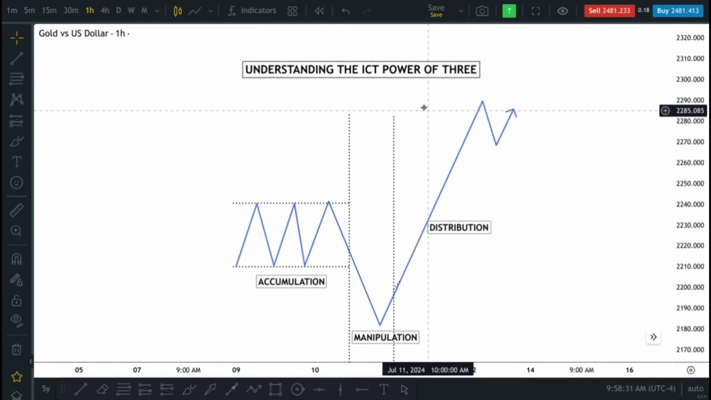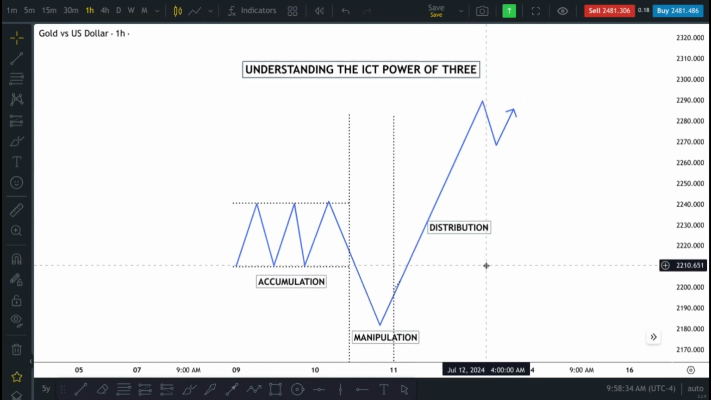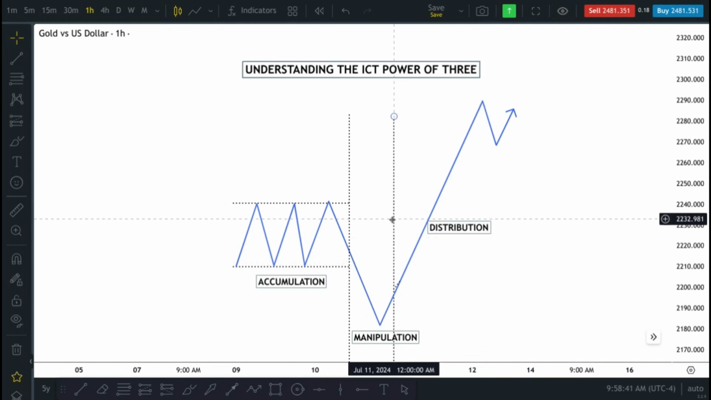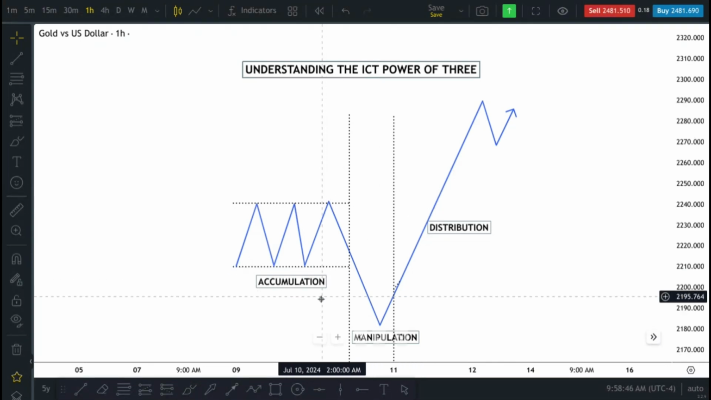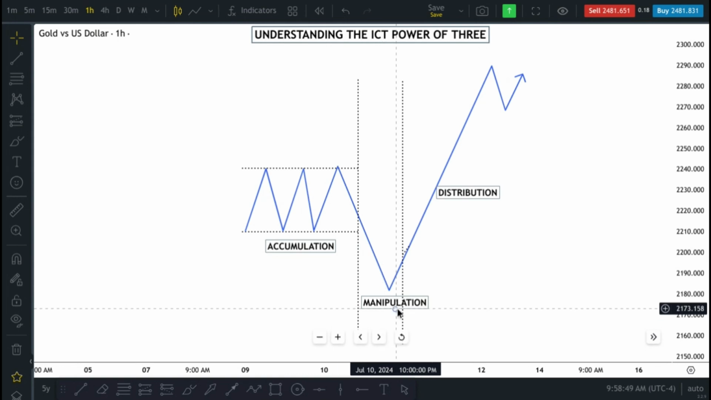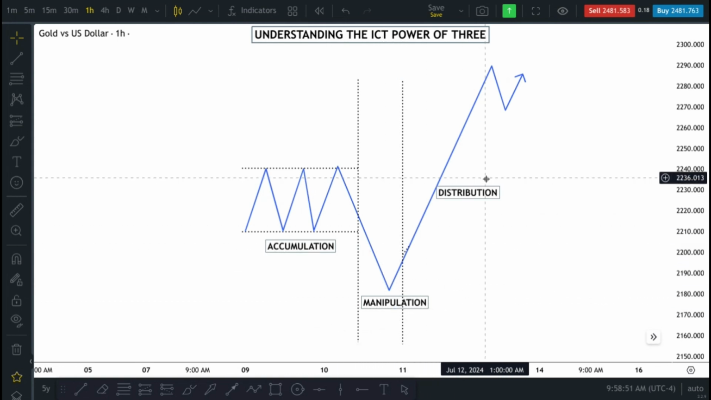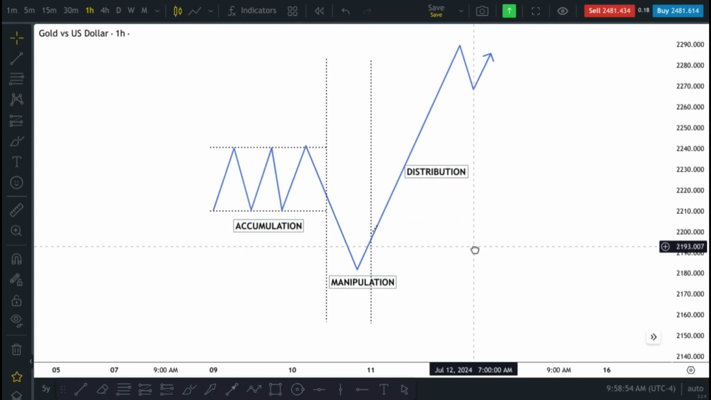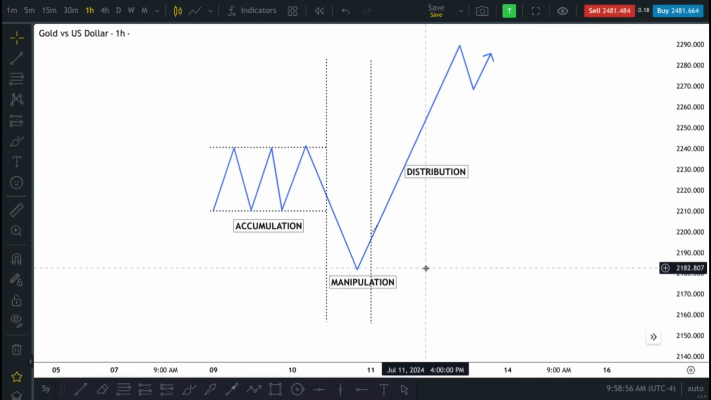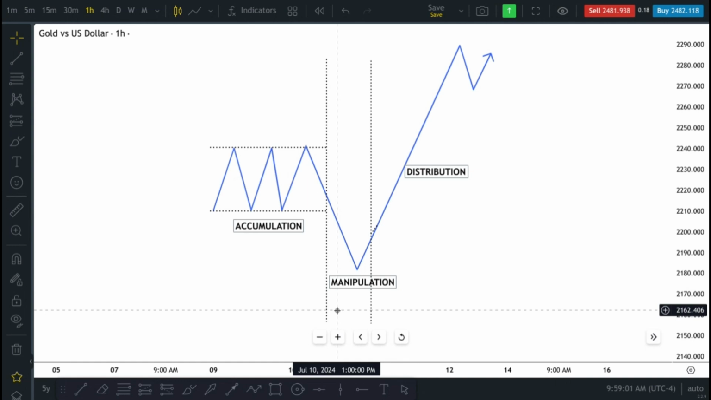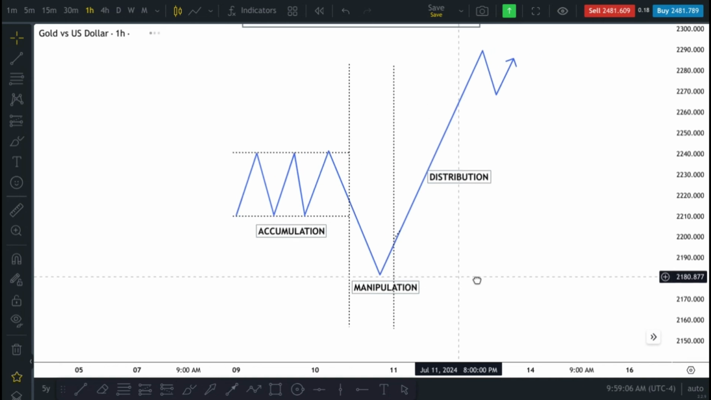Understanding the ICT Power of Three. The ICT Power of Three is a comprehensive trading strategy that revolves around three critical phases in the market, and that is accumulation, manipulation, and distribution. By understanding these phases, you can anticipate market movements and make more informed trading decisions. So let's go through each phase in detail, guys.